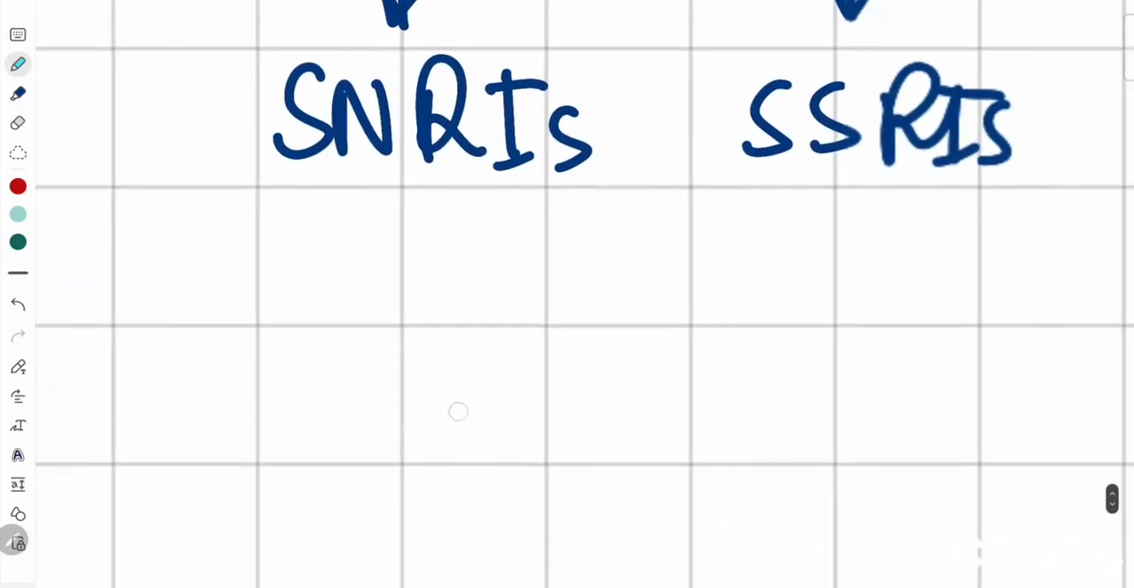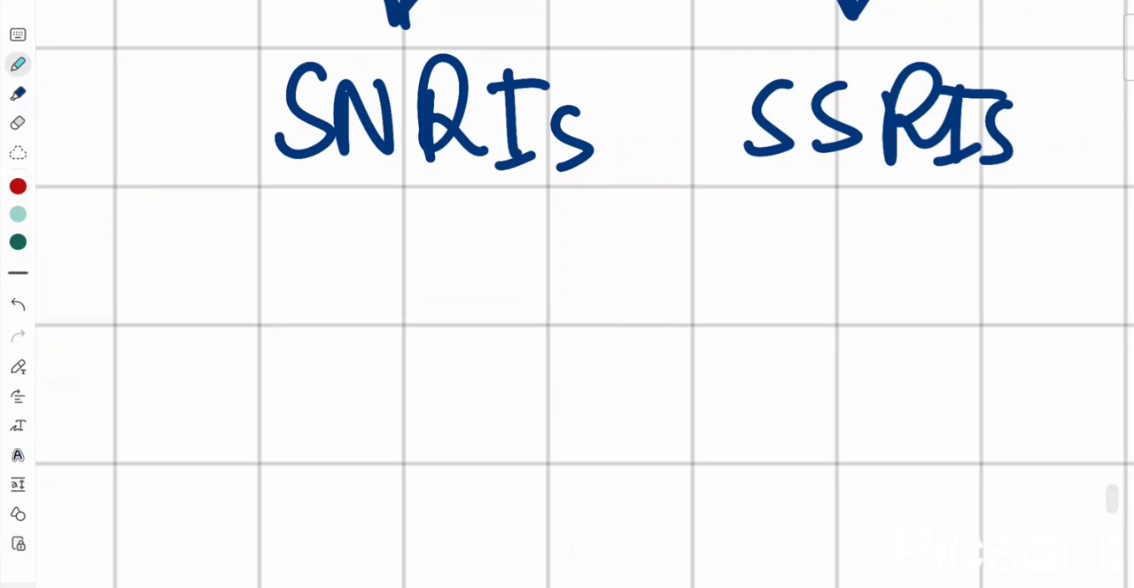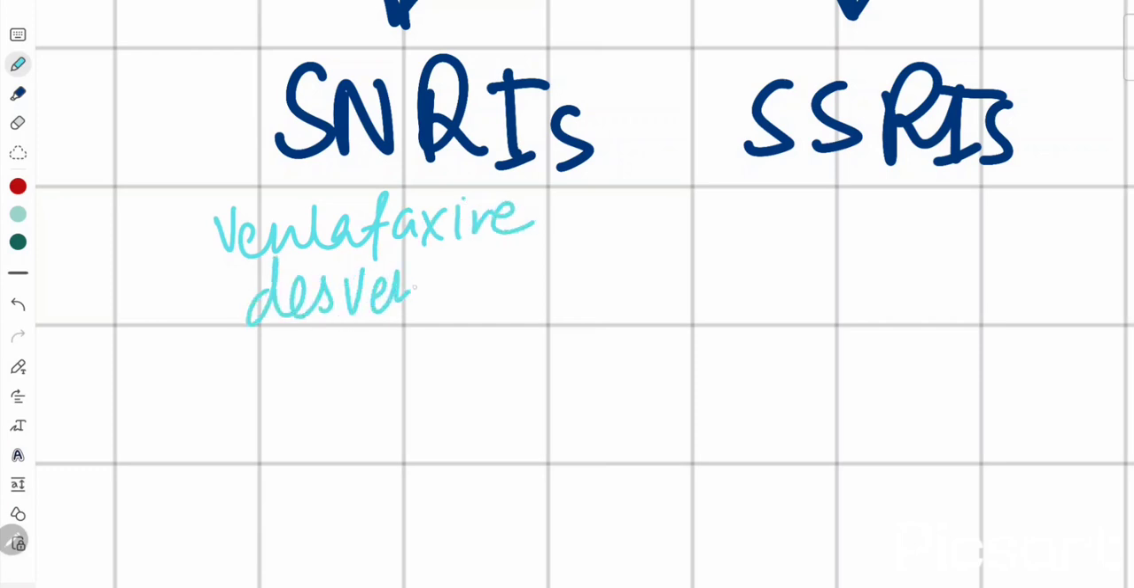Next, we have SNRIs. So for SNRIs, they are serotonin norepinephrine reuptake inhibitors. So they are for both. And they are venlafaxine, desvenlafaxine, duloxetine, and levomilnacipran. So I'm just going to write 2 or 3. We're going to have venlafaxine and desvenlafaxine. So just remember these. These are the most important ones and most common ones. And duloxetine as well.